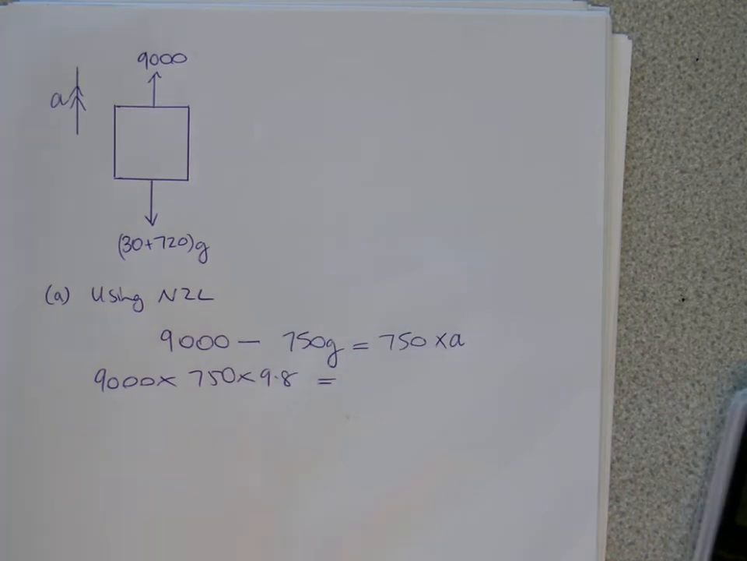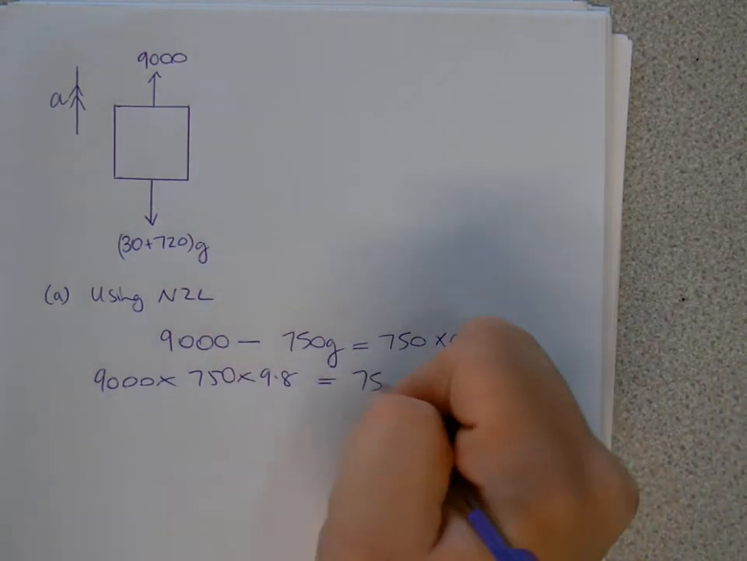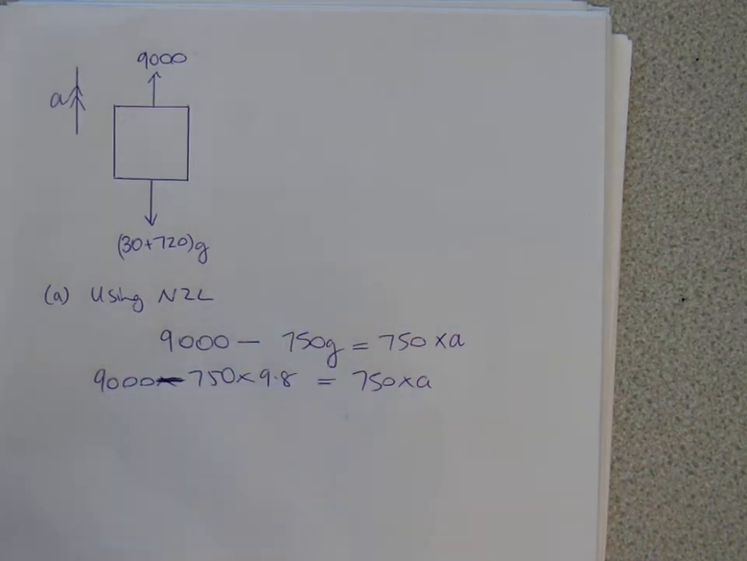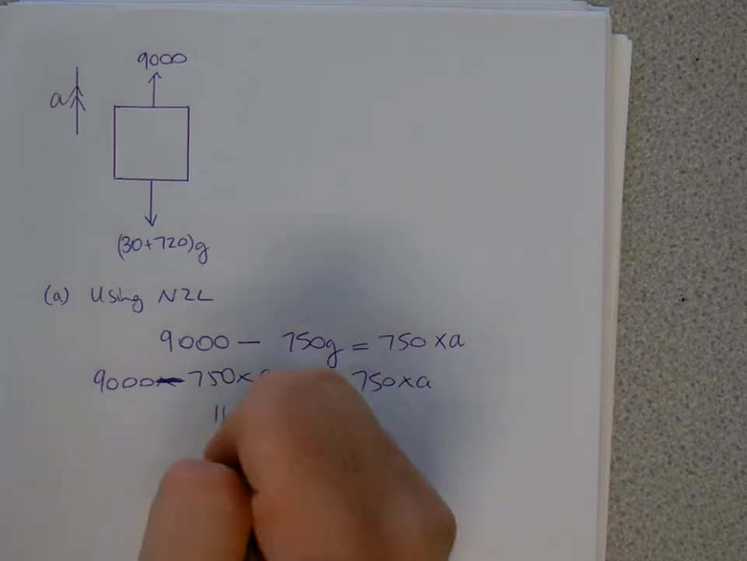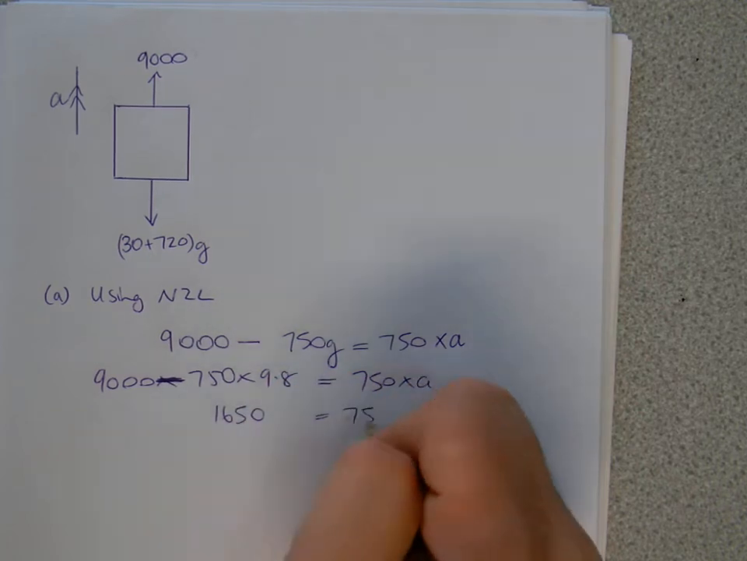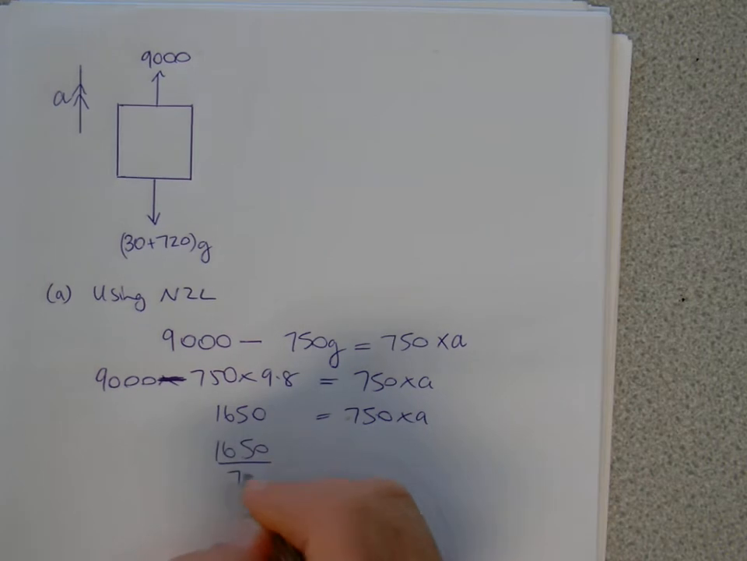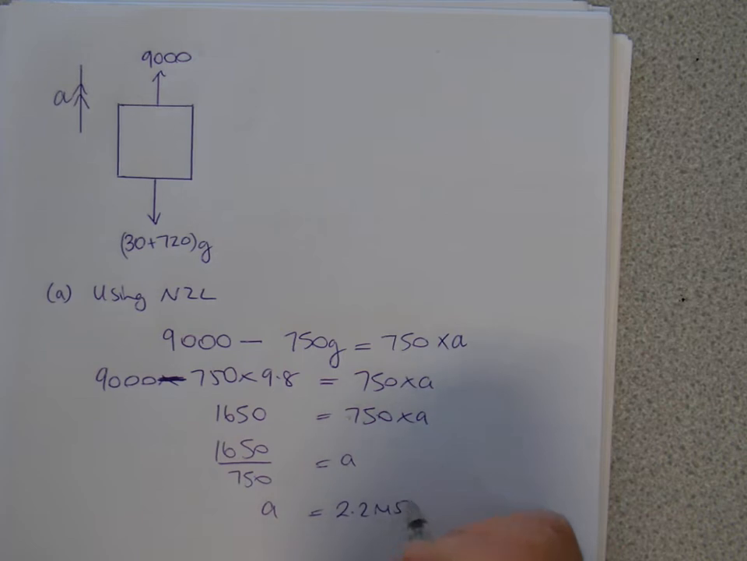Gravity is 9.8, times 750, times a. If I work that out, I need to have a subtract there, don't I? So 9,000 take away 750 times 9.8, and I get 1650 equals 750 times a. And then to get a, I divide by that 750, and I get 2.2 meters per second squared. So that's my acceleration.